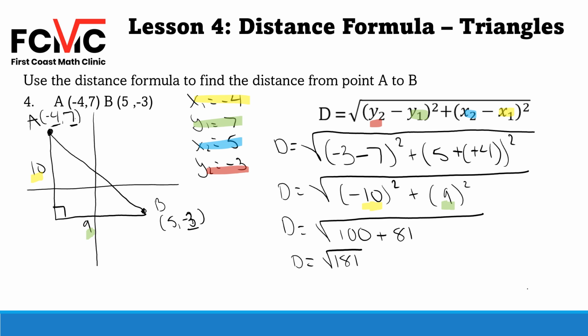Now, when I simplify this, I like to try and find the exact and the approximate answer, but there's no real perfect square that I can break up the 181 into, so I'm just going to plug this into my calculator, and if I round this to the nearest tenth, we should get 13.5 as our approximate answer. All right, so our approximate answer here is going to be 13.5 for our distance. Okay.